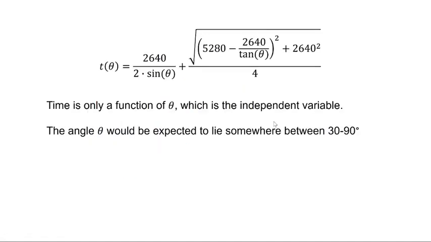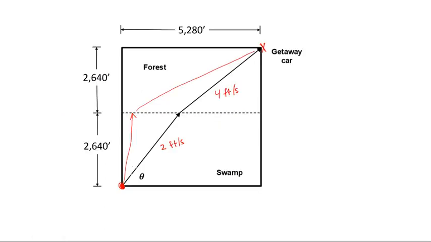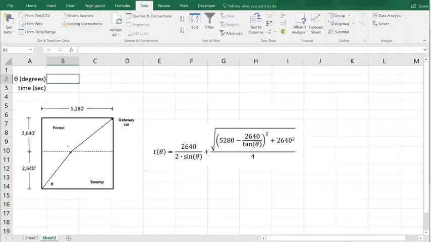If you set up an equation for this, you end up with the following, and this is just through simple geometry. The time it takes for you to get to the getaway car is a function of the angle, which is the independent variable. The angle is expected to be between 30 and 90 degrees. If you guess a theta, then you can plug it into the right-hand side, and that'll give you the time required at that chosen theta that it will take you to get to the getaway car. So this is an optimization problem that we can solve using Excel.